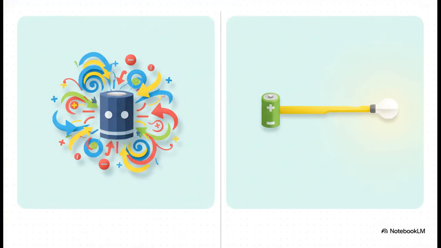This constant, frantic reversal makes certain components, like capacitors, behave in a totally unique way. See, in a DC circuit, a capacitor kind of acts like a little battery, just storing up a steady charge. But in an AC circuit, oh no, it's more like a tiny, high-speed switch, charging up and then instantly discharging 120 times a second. It's a completely different ballgame.